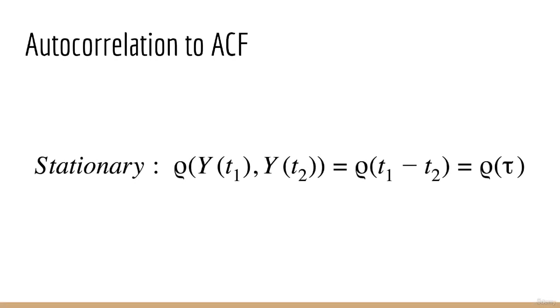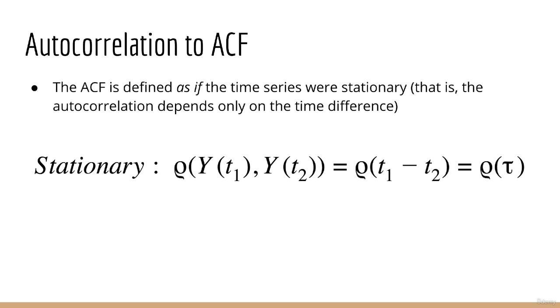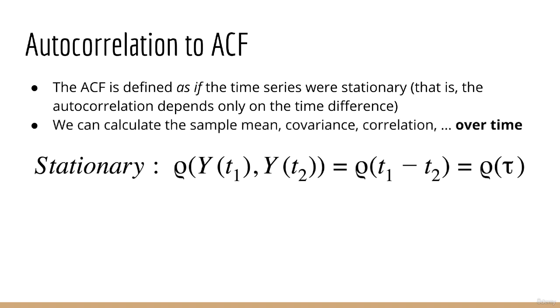In fact, it turns out that the autocorrelation function is defined as if the time series were stationary. As you recall, stationarity, either weak sense stationarity or strong sense stationarity, implies that the autocorrelation remains constant over time. Since that is the case, the autocorrelation is only a function of the distance between any two data points, y at t1 and y at t2. We'll denote this distance tau, so t1 minus t2 is equal to tau. Therefore, the autocorrelation is a function of tau, and since we assume that the autocorrelation remains constant over time, we can use all of the samples from a single time series to compute the autocorrelation for any tau.